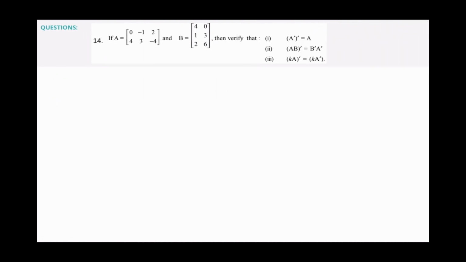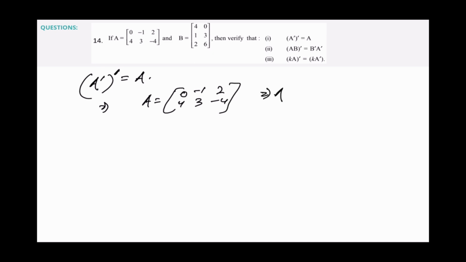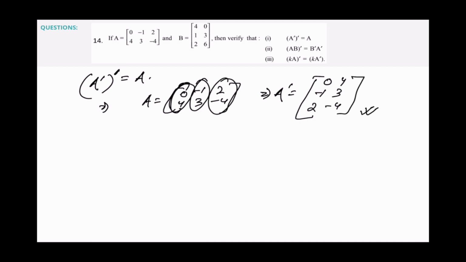Now next question, student, 14.1. Very simple. What they have given is A, you have to show that A transpose and then transpose is equal to A. It is fully correct. So A is equal to what? 0, 4, minus 1, 3, 2, minus 4. So what are you going to do? A transpose, I'm going to show you. A transpose means take the first column, make it into a row, 0, 4. Second column, make it again into a row, minus 1, 3. Third column, make it again into a row, 2, minus 4. Done. So this is A transpose.